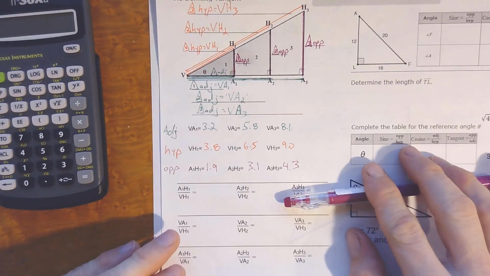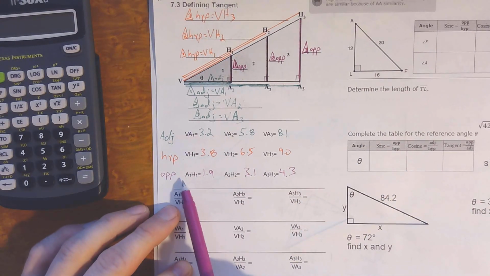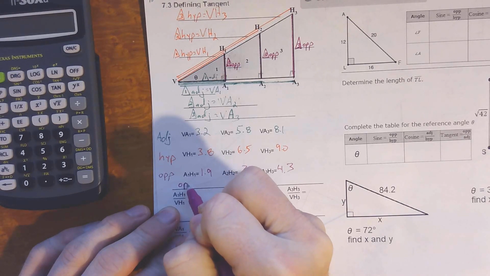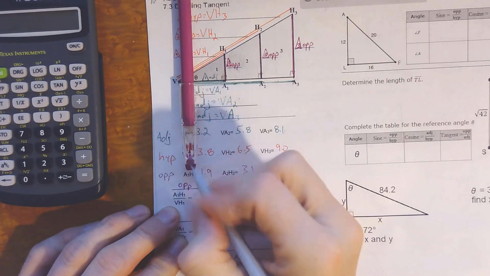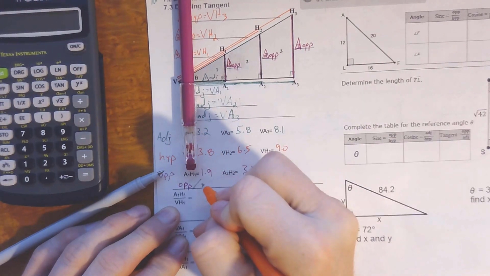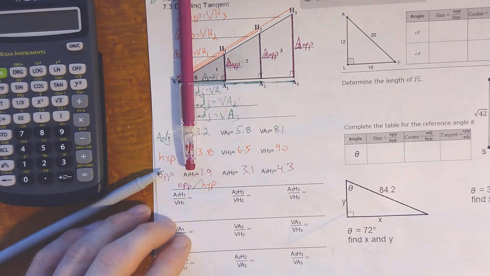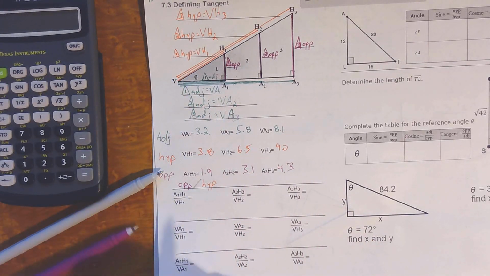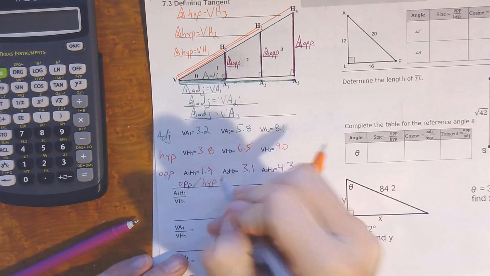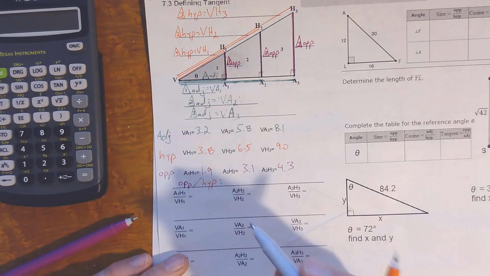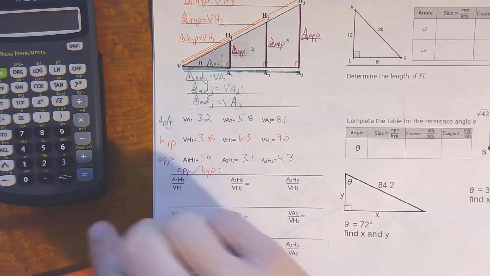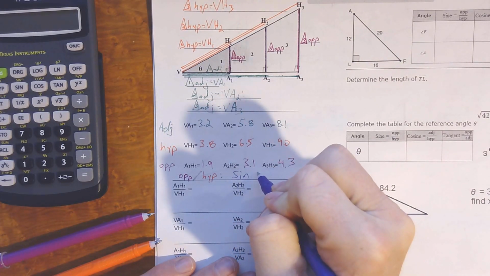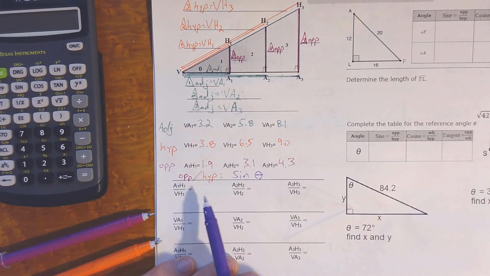The first one we have is the opposite over the hypotenuse. When you have the opposite divided by the hypotenuse, the ratio of the length of the opposite side of the angle theta over the hypotenuse of the triangle, that is called the sine of theta. I'm going to use purple. So all of these are the sine of theta.